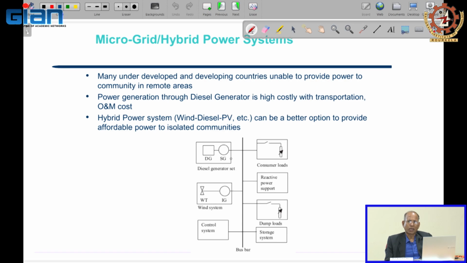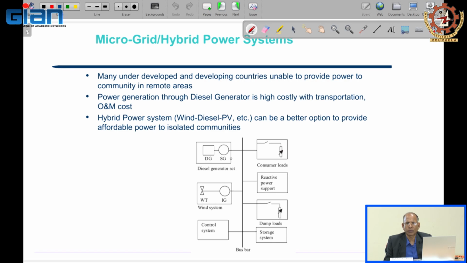Then wind, what type of generator can we have? Say if we use an induction generator, particularly in remote areas, the cost of the system is reduced a little bit, say 5%, 10% overall. Then you need to have an appropriate control system. Then of course you have the consumer's load. Then you have some kind of reactive power support.